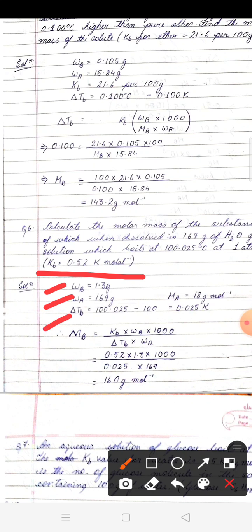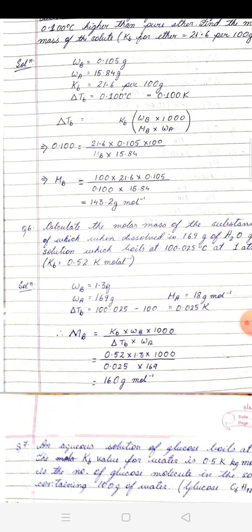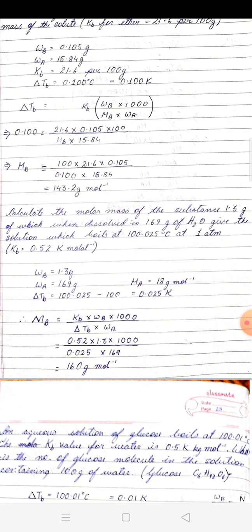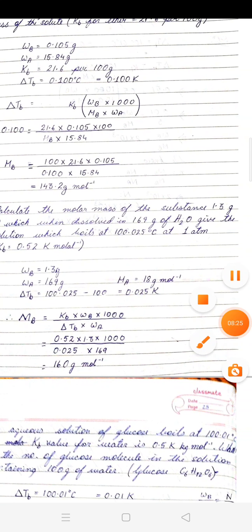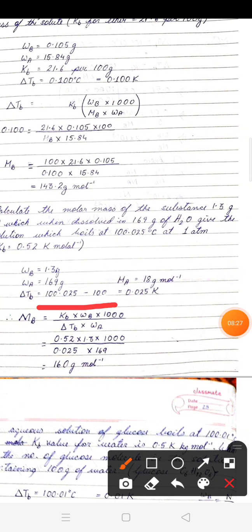Delta TB is not given in the question. Instead, this is the temperature for the solution. Now, how will you find out delta TB? Delta TB will be TB minus TB naught. TB naught is nowhere mentioned in the question. But you know water boils at 100 degrees Celsius. So here it will be 100.025 minus 100, that is 0.025 Kelvin.